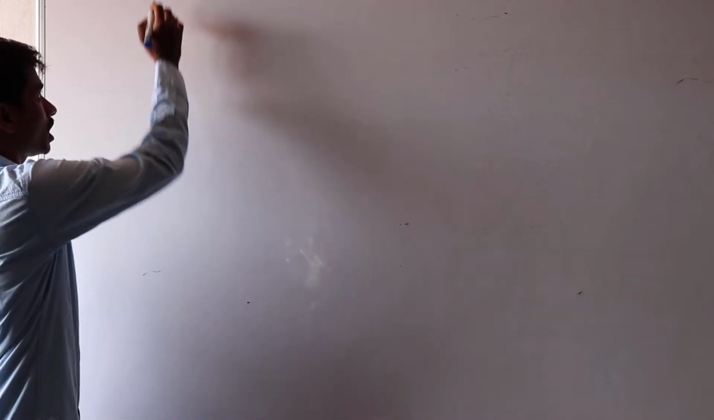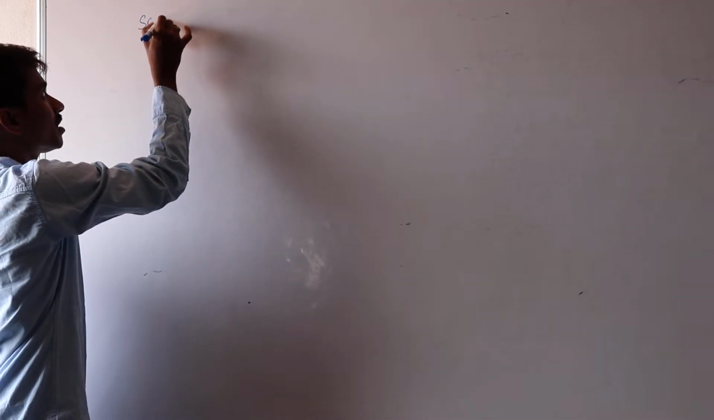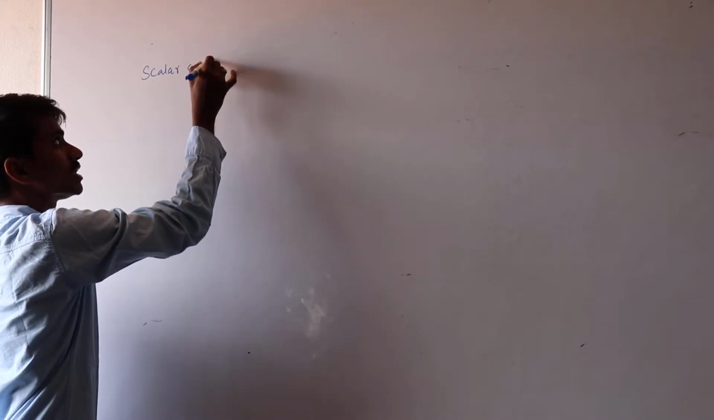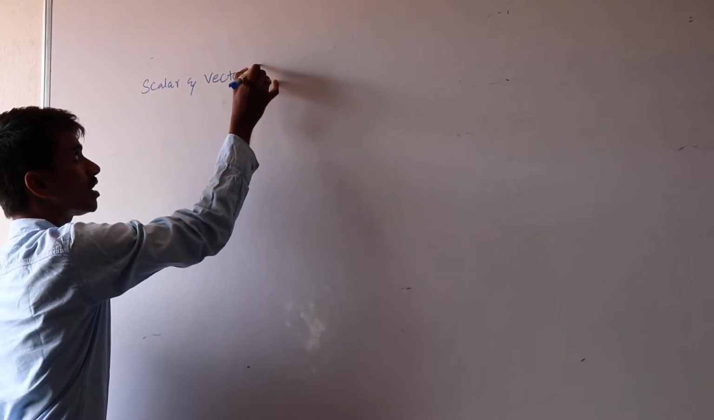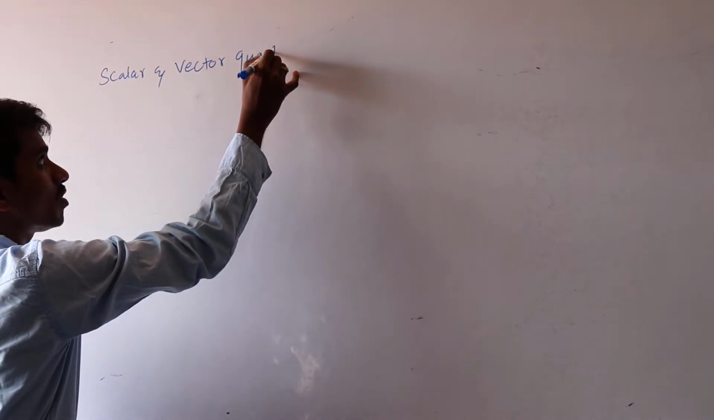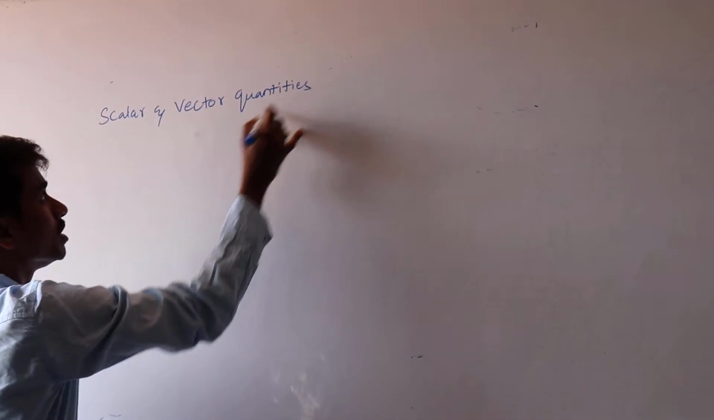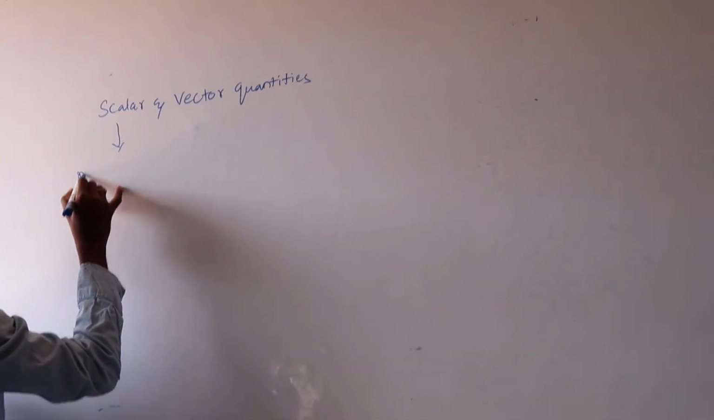Now we discuss scalar and vector quantities. What is a scalar quantity? What is a vector quantity? A scalar quantity has only magnitude.